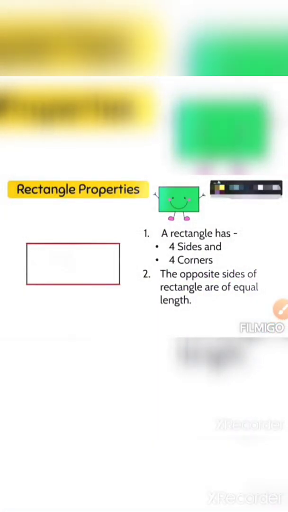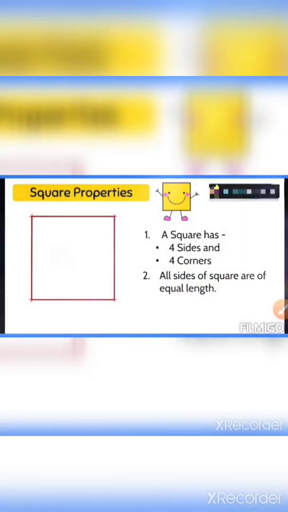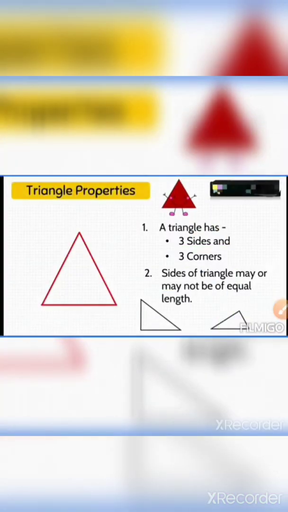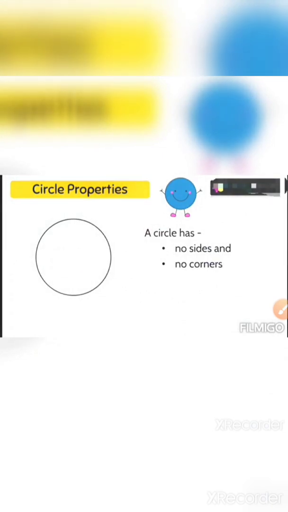Rectangle properties. A rectangle has 4 sides and 4 corners. The opposite sides of a rectangle are of equal length. And the square properties. A square has 4 sides and 4 corners. All sides of a square are of equal length, right? Now next is triangle properties. A triangle has 3 sides and 3 corners. Sides of a triangle may or may not be of equal length. Now circle properties. A circle has no sides and no corners.